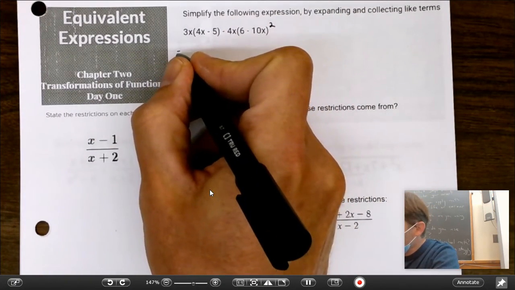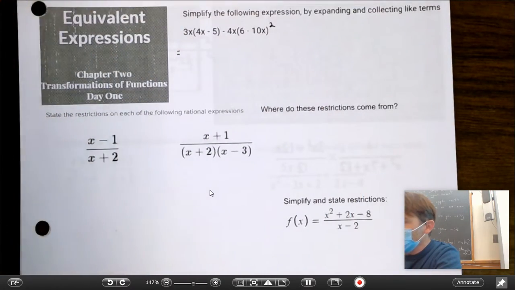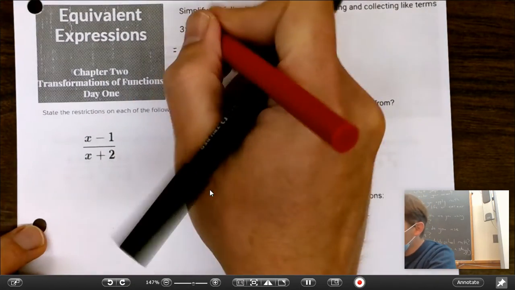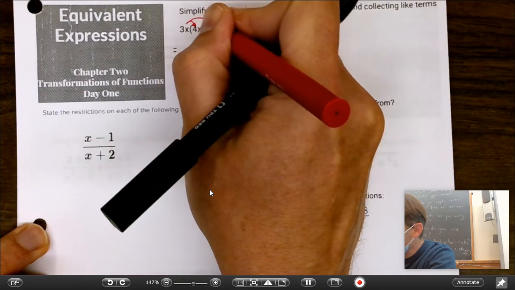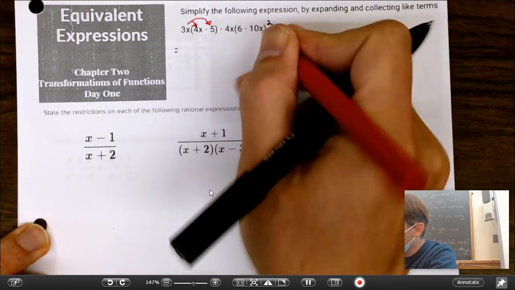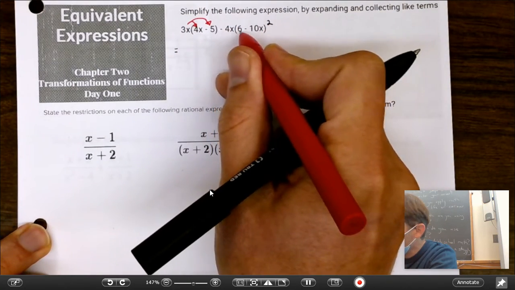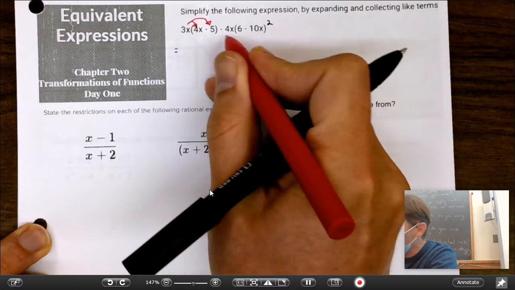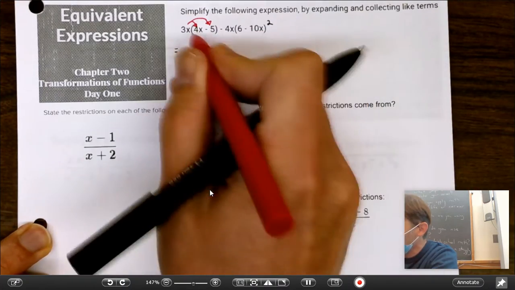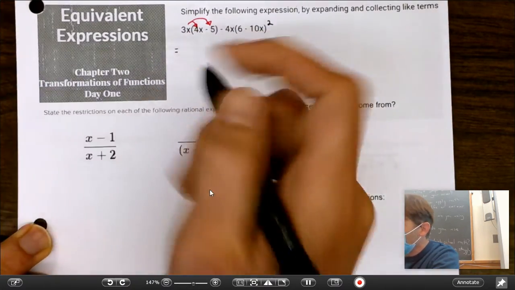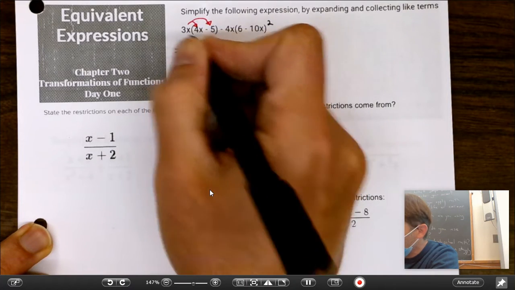Here, I would say the first thing that I'm going to want to do is expand this 3x into the bracket here. But here, I'm not allowed to expand this 4x in yet. Why not? Why am I not allowed to expand the 4x in the same way with 3x? Why does the squared mean I can't do that?